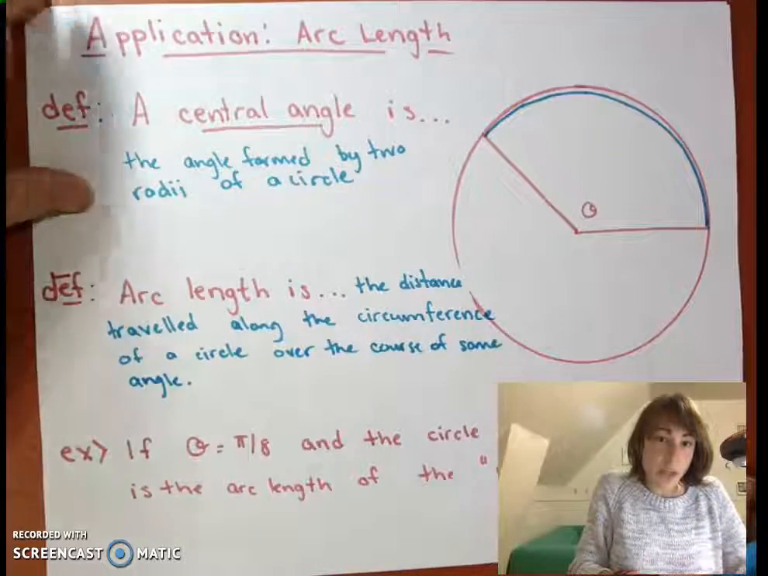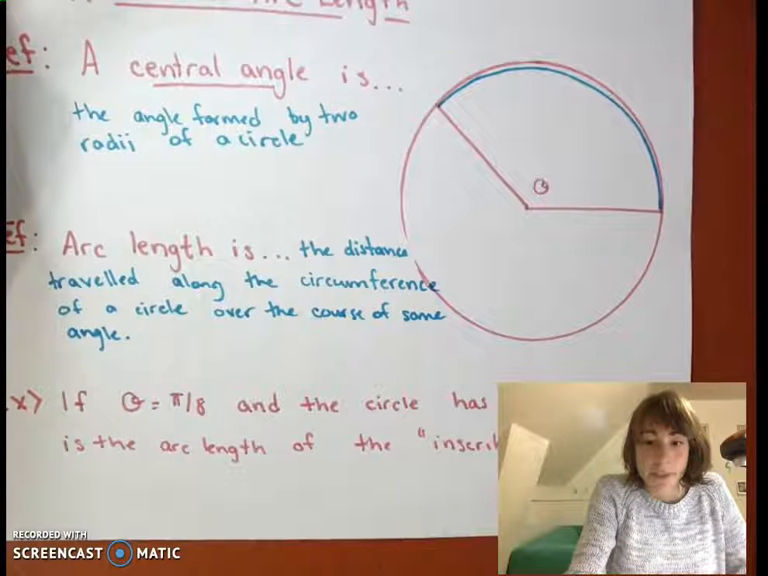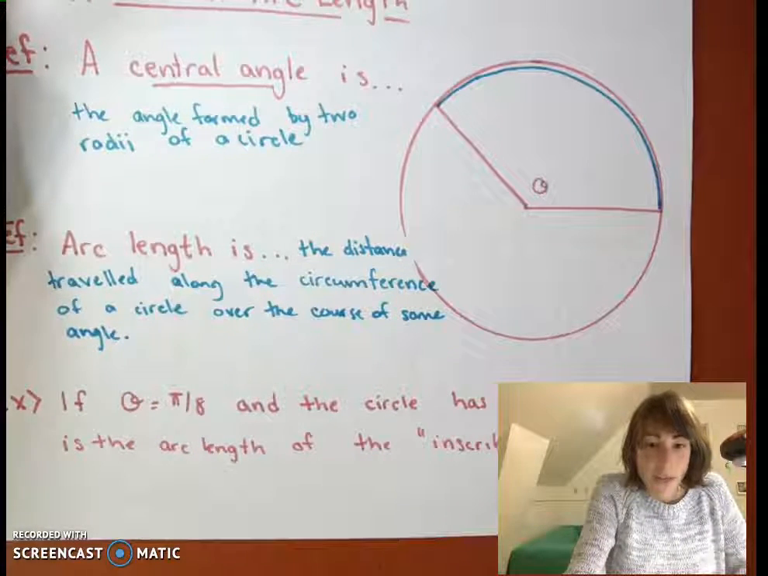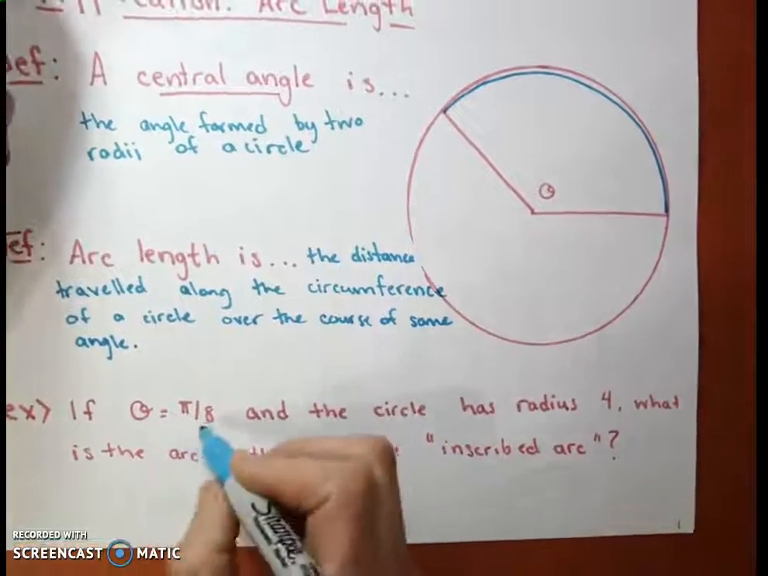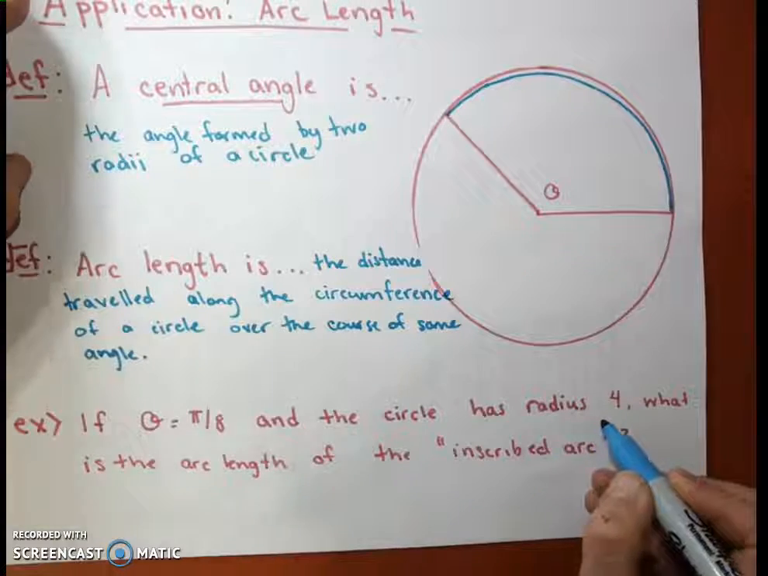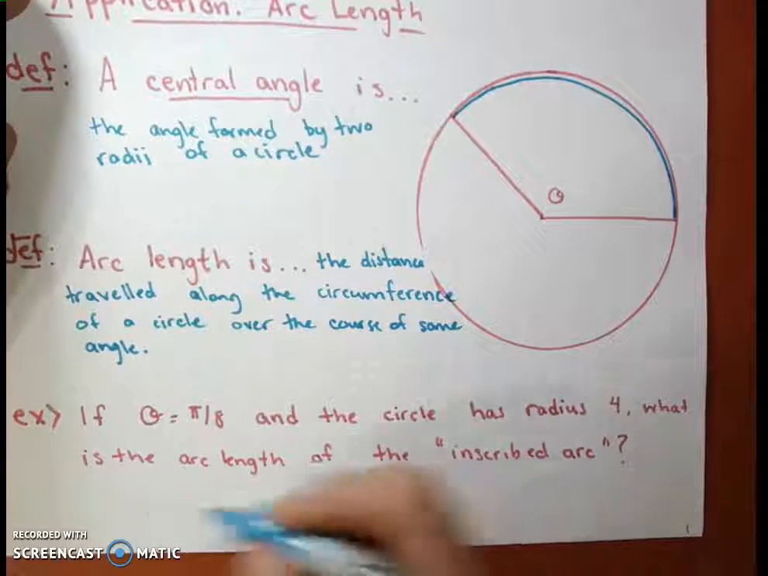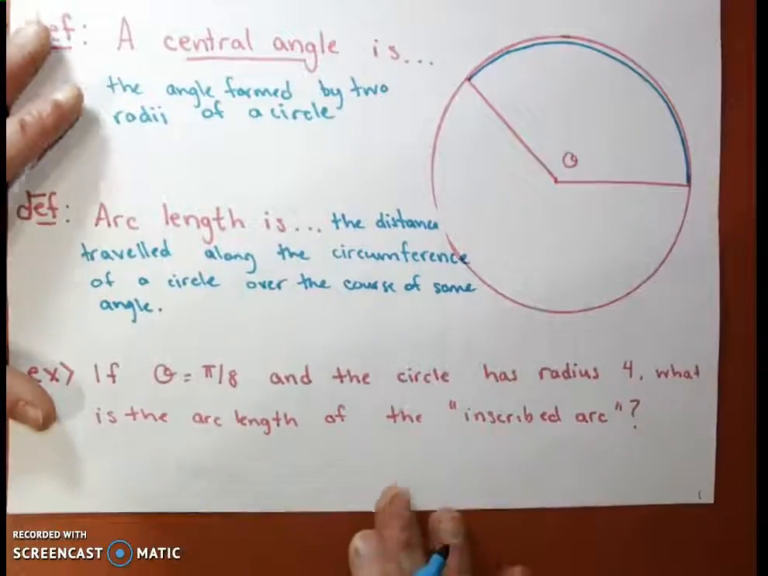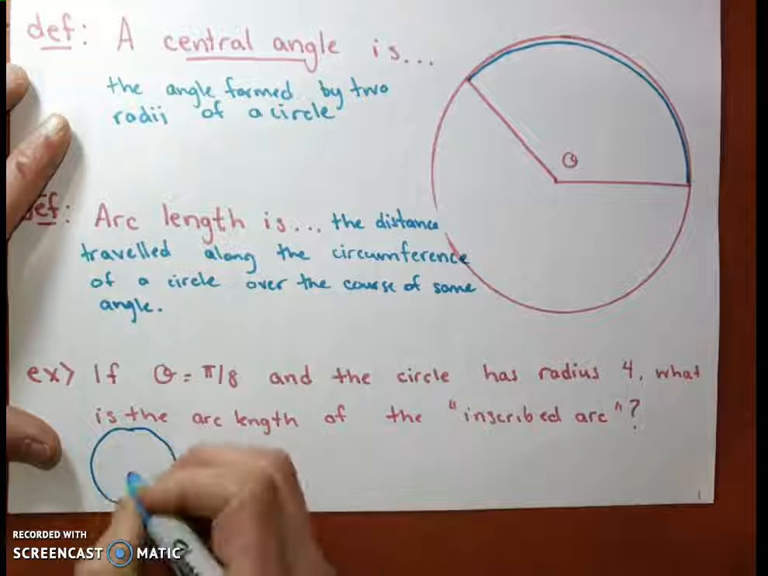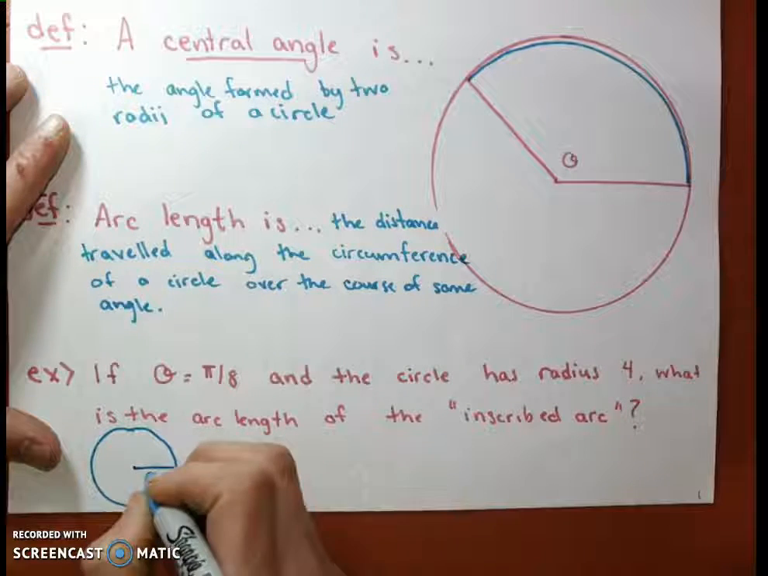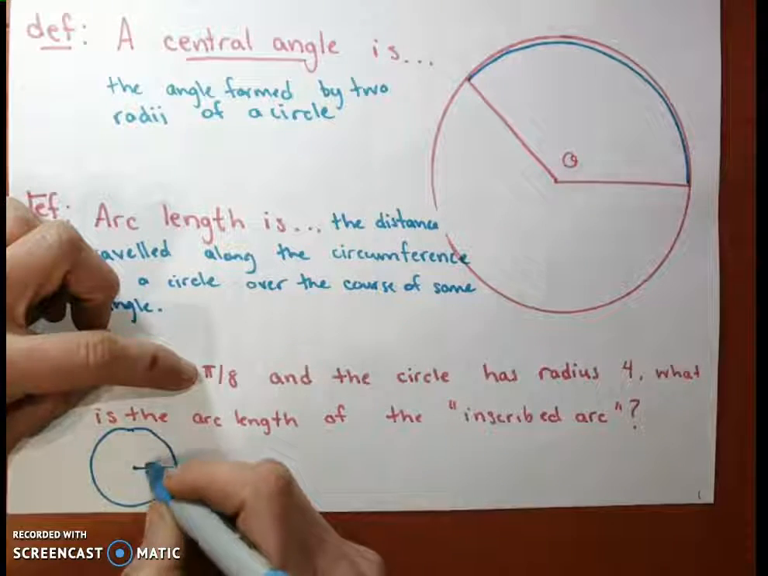So here's a quick example. If our central angle theta is pi over 8, so my central angle is pi over 8, and the circle has a radius of 4, then I want to know the arc length of the inscribed arc. So let's draw a picture here. So here's my circle. It has a radius of 4, and I've gone pi over 8 of the way around.